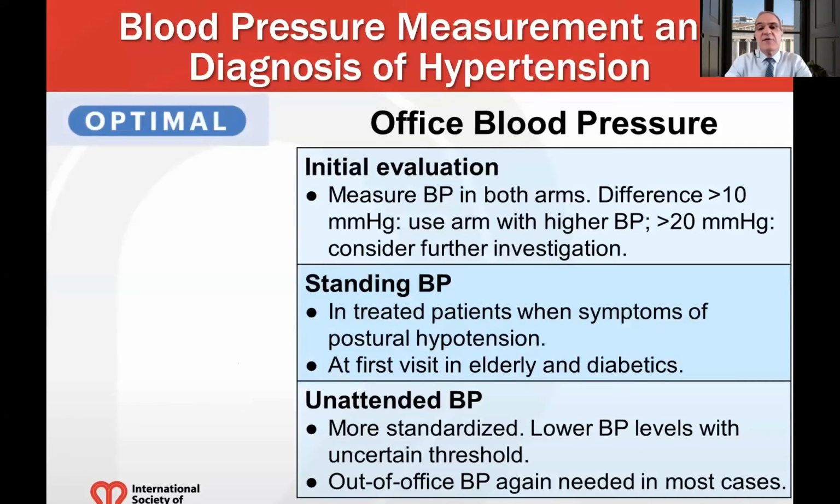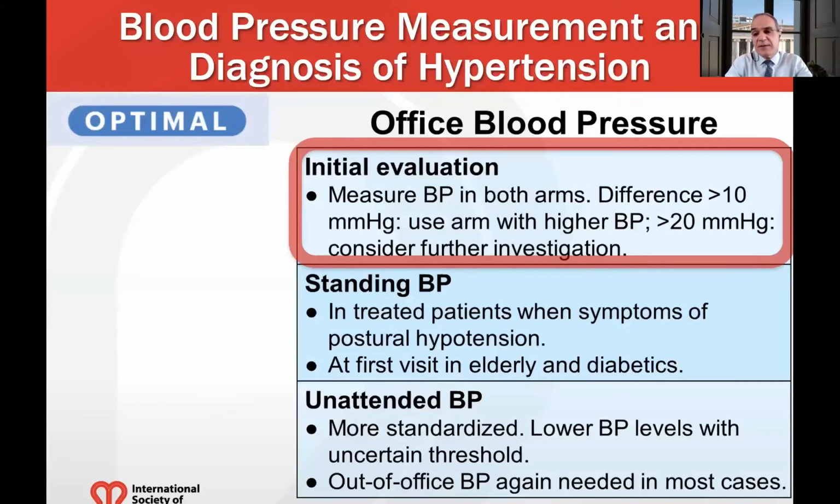There is a recommendation to measure blood pressure in both arms. We have to realize this is rarely done in clinical practice. In the unlikely case that there is a significant difference between the two arms, then the arm with the highest blood pressure should be used.